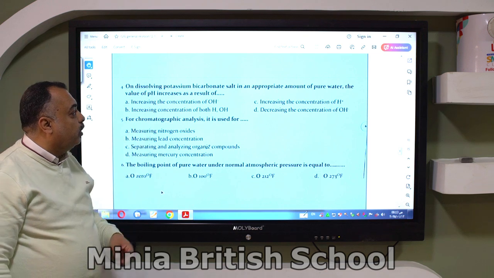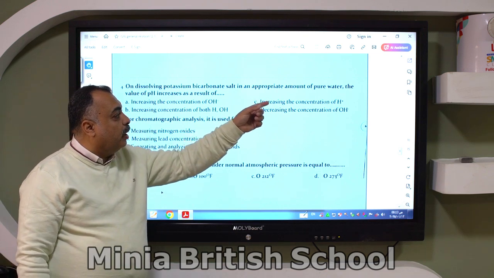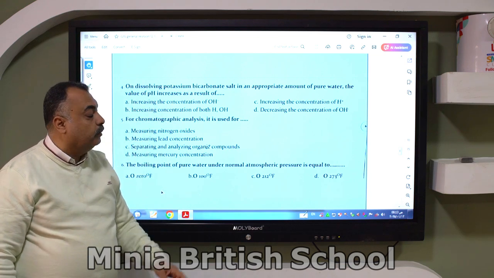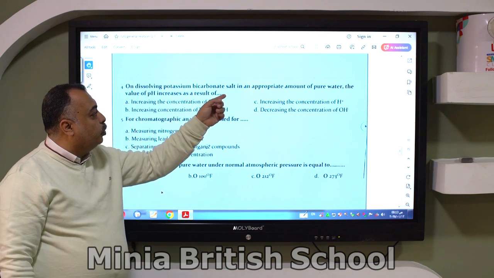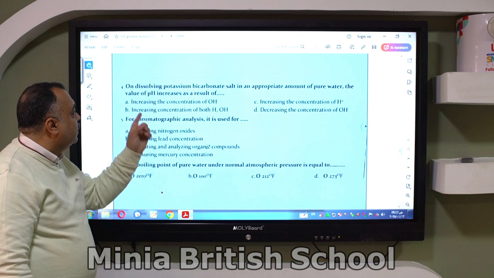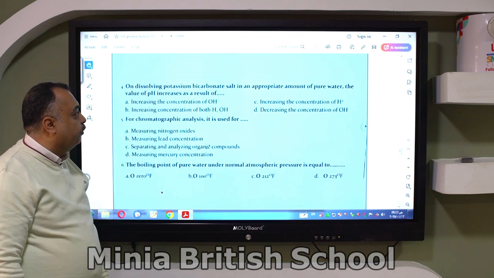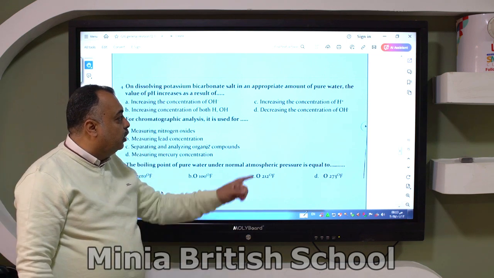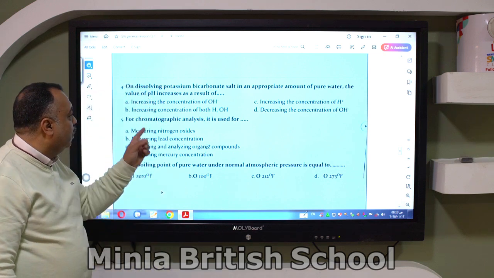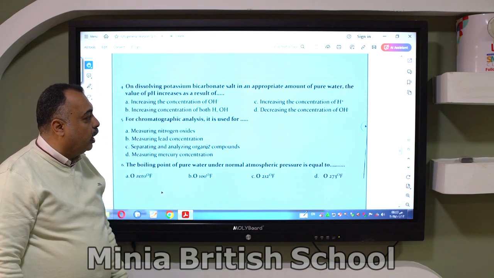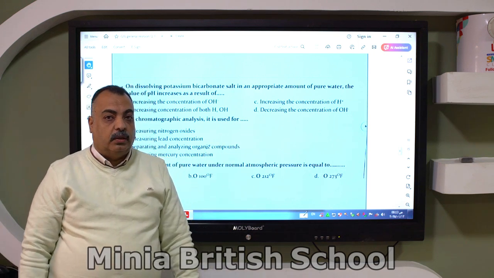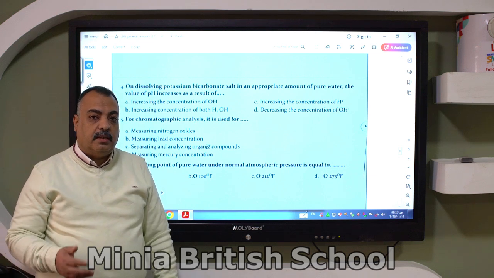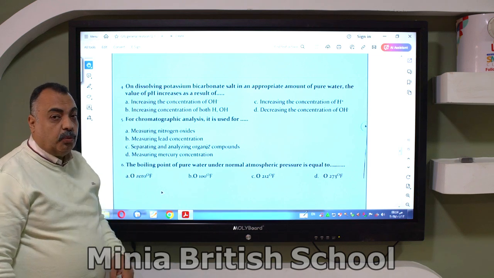On dissolving potassium bicarbonate salt in an appropriate amount of pure water, the value of pH increases as a result of increasing the concentration of hydroxide ions, increasing the concentration of hydrogen ions, increasing the concentration of both hydrogen and hydroxide, or decreasing the concentration of hydroxide. Yes, as we know, the increase in hydroxide increases the pH, so the answer will be A.